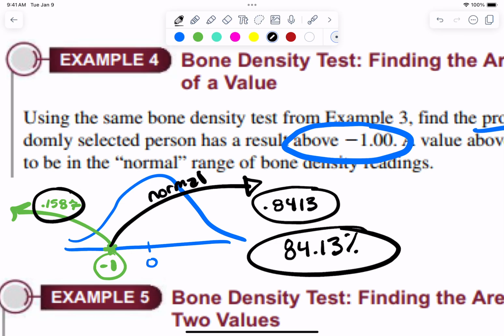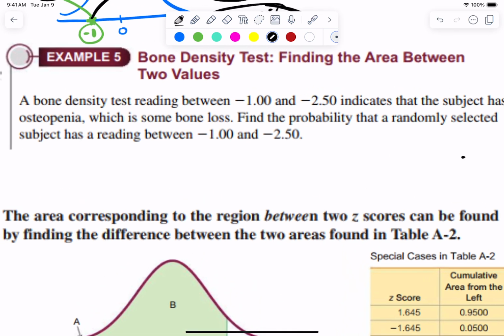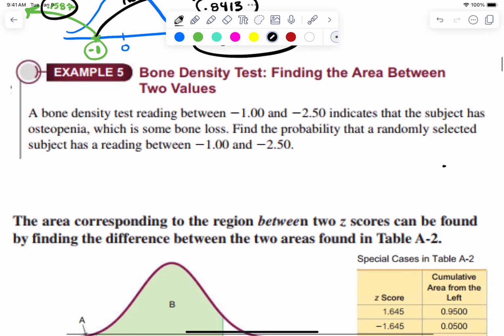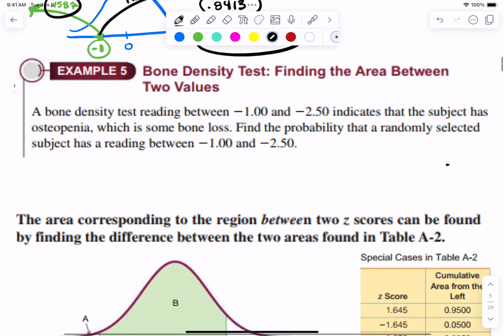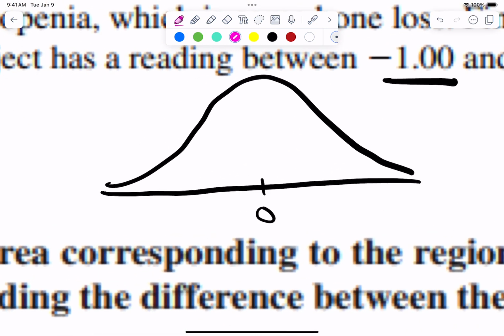Not too bad? Okay, we're going to do example 5 and then I'll let you have time to work. Example 5 is about finding the area between two values. This gets a little bit tricky, but not really. I'm going to draw my bell curve, and we are looking at values between -1 and -2.5. Put 0 in there somewhere. -1 is down here, -2.5 is down here.